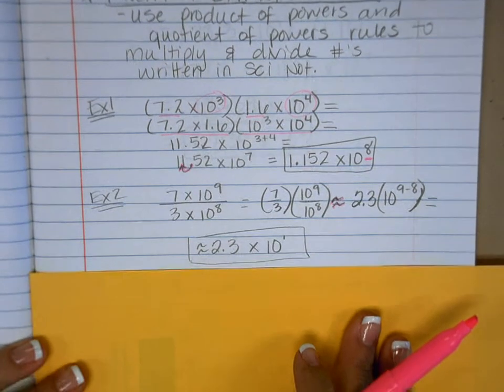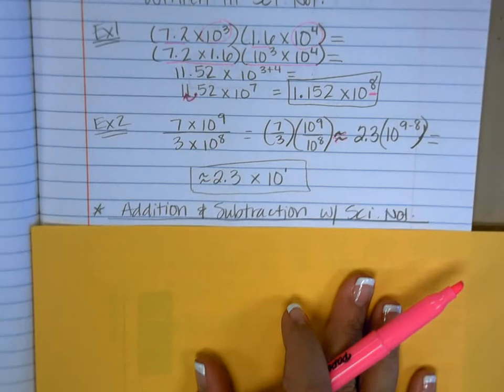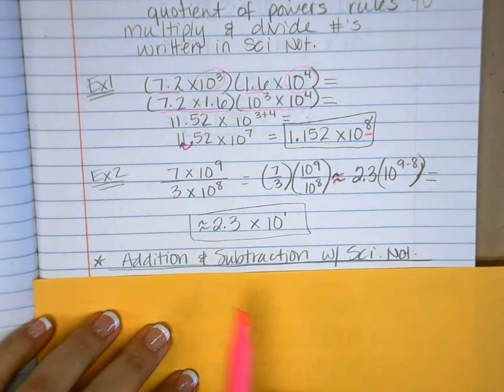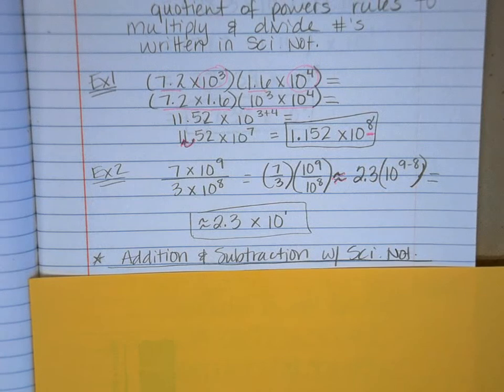Okay? So addition and subtraction, we're going to move on to that. Addition and subtraction with scientific notation. So we just did multiply, divide, now we're going to learn how to add and subtract. 2 more examples.